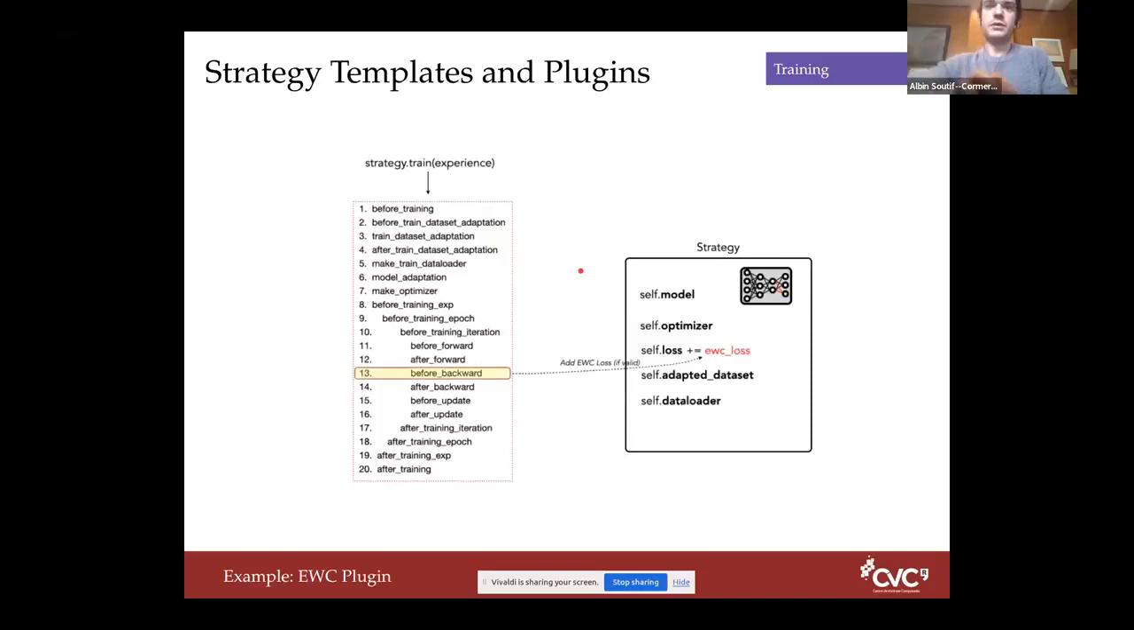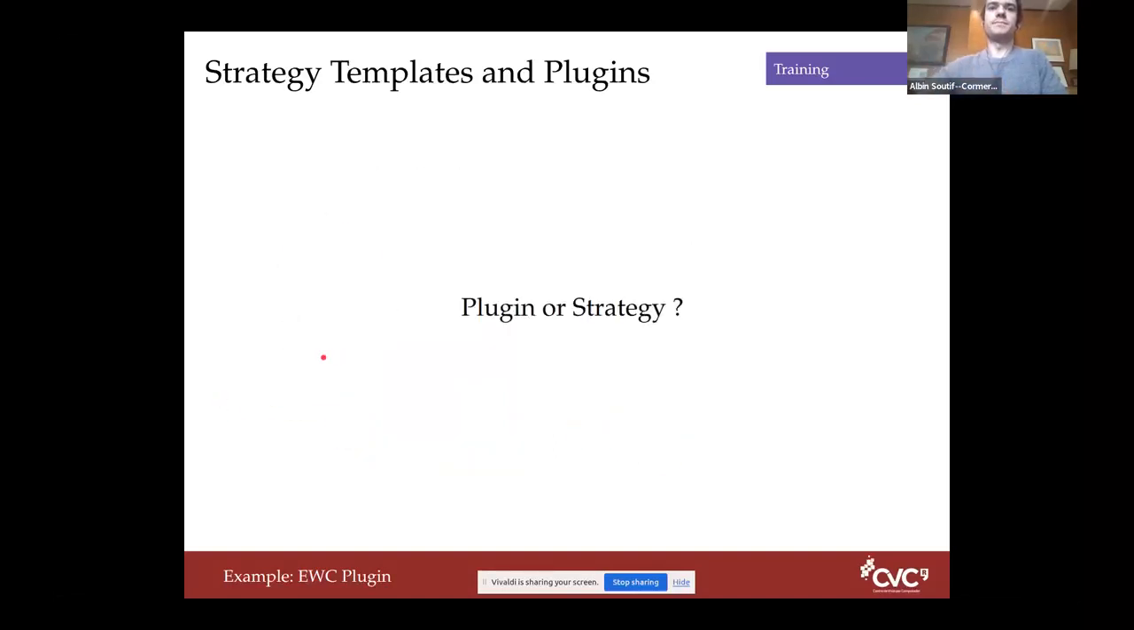So first we calculate the loss, then we add the component corresponding to the EWC loss, and also after training the experience, the EWC plugin will need to compute the new Fisher matrix for the computation of the next EWC loss, which is what it's doing. And then we loop like that for every experience.